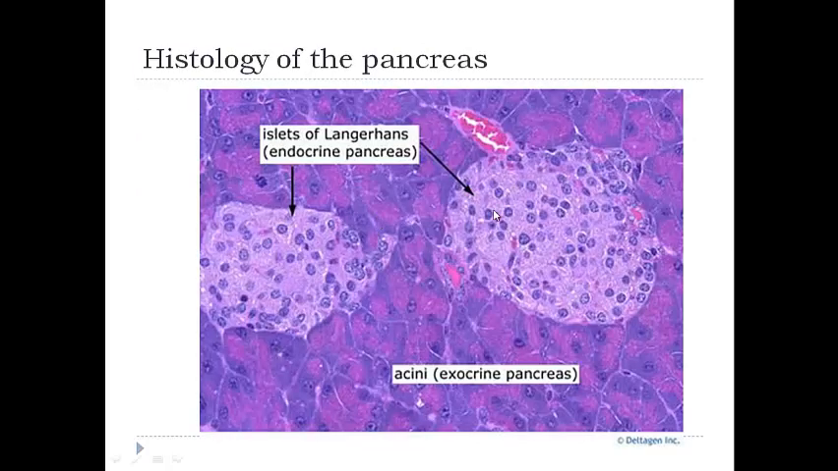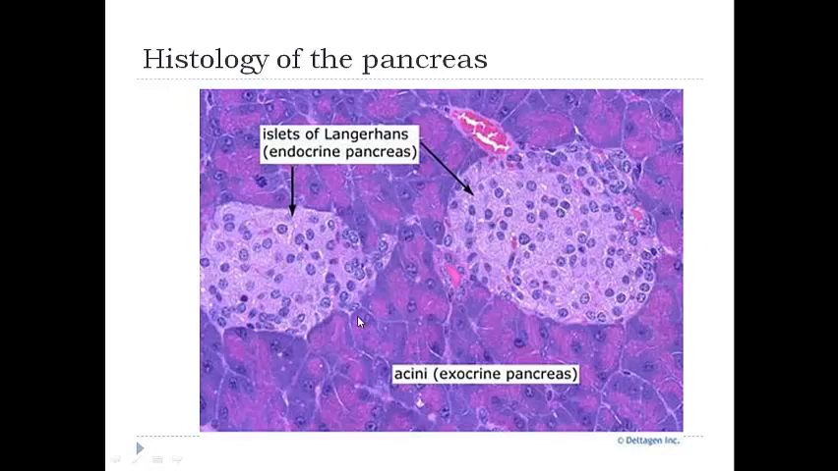So this is just like a histological slide of the pancreas. So this is its internal structure, okay? And you can see here that there are two distinct regions, okay? One of them stains darker than the other, okay? And the majority of the region are the dark staining ones, so that's all of this around here. And then in between them, you've got these lighter staining areas, okay?